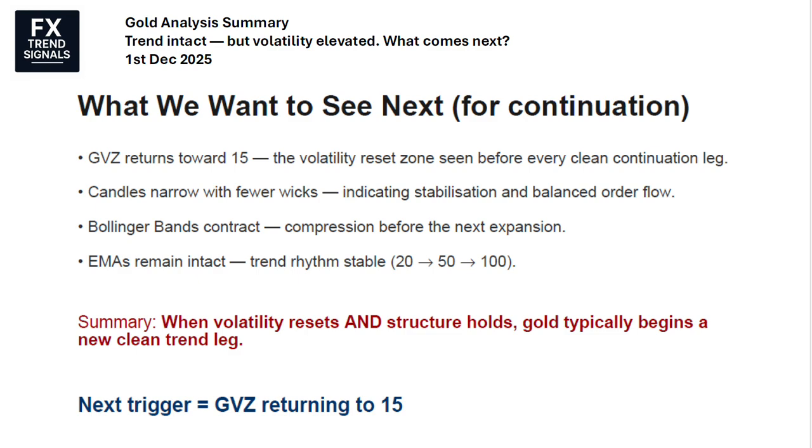We need to see the trend remain intact, and that's identified by the EMAs remaining stacked and stable. So the 20 above the 50, the 50 above the 100. So in summary, when volatility resets and structure is holding, with the EMAs, gold typically begins a new clean leg higher. So the next trigger and watching point for gold is the GVZ returning back to 15.